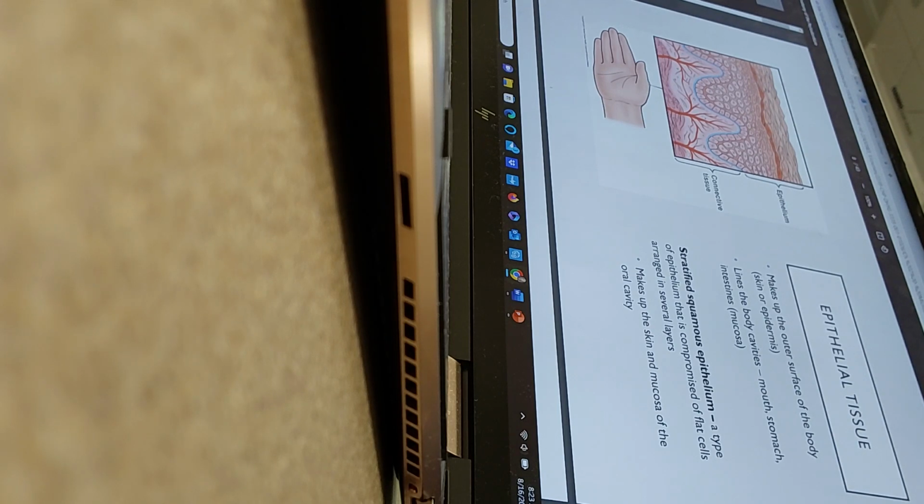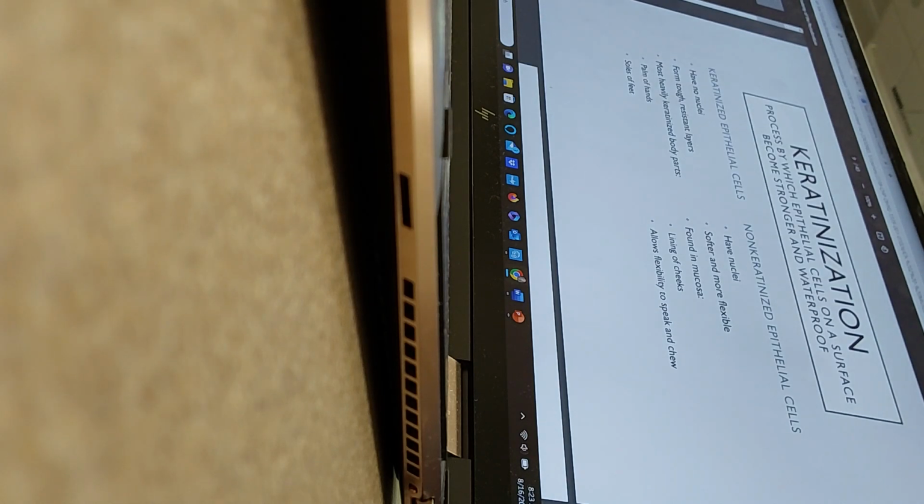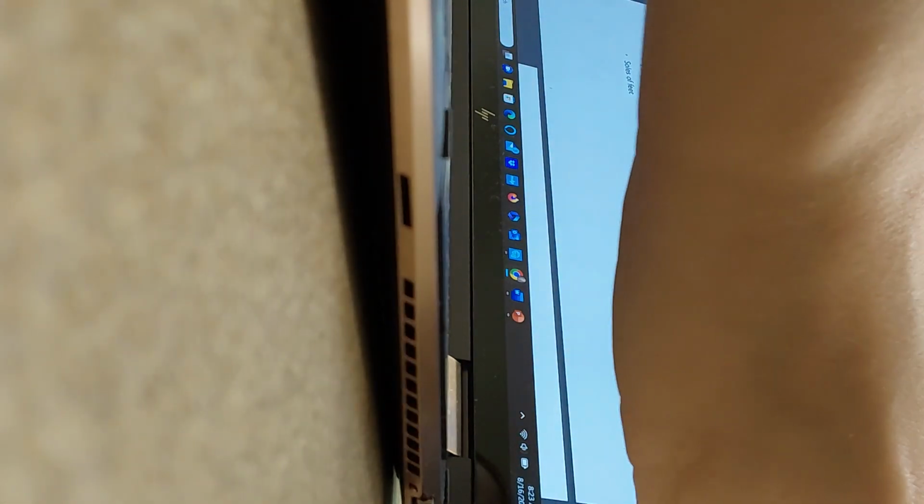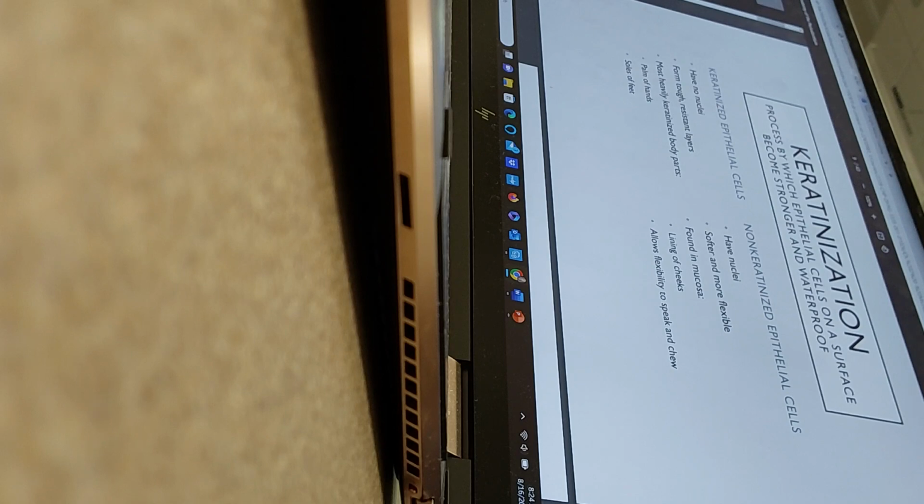Okay? So here's information about keratinization. We already talked about this. When they move to the surface, they become stronger and also more waterproof. Okay, so when water splashes on you, it's not soaking right up, right? So we want there to be a barrier there. That's why those keratinized cells are there.